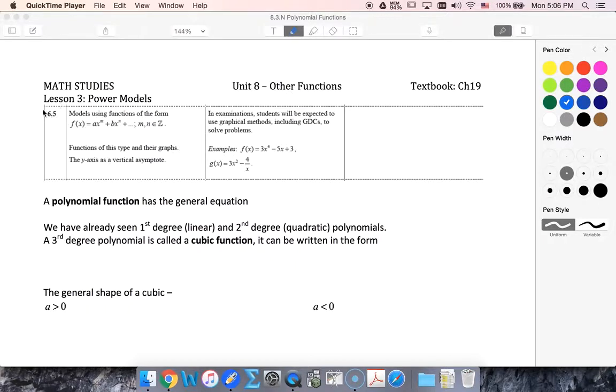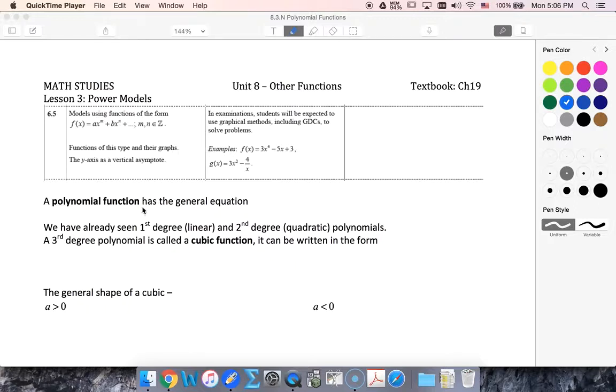This is syllabus topic 6.5, so we're looking at functions of the form f of x equals ax to the m plus bx to the n, etc. Note, in the test you're always going to be expected to be able to use graphical methods including your calculator to solve, so you're not going to need to know how to do any of this without your calculator. So we're going to focus on using our calculator to help us graph these functions and think about them.